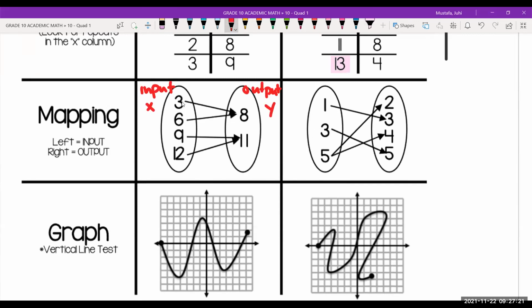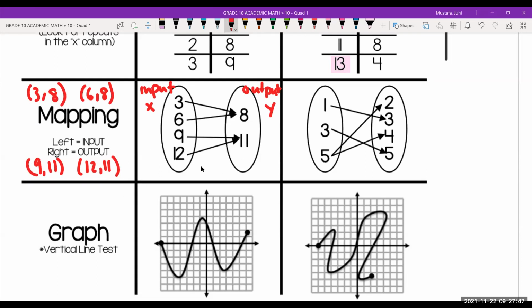So this is like saying, if the arrow is pointing to 8, this is like saying 3. So I'll kind of just write it over here. 3, 8 is one of the points. This one would be 6, 8. This one would be 9, 11. And this one would be 12, 11. Okay, so you just look at the starting and the stop point, and then that's your ordered pair. Those are your 2 coordinates.